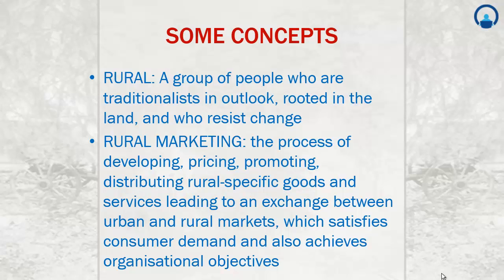So it's always a two-way process, where there are business activities involved, and the flow of goods is from the urban areas to the rural areas in case of manufactured goods. And when there is agricultural produce, the flow of goods is from the rural areas to the urban areas.